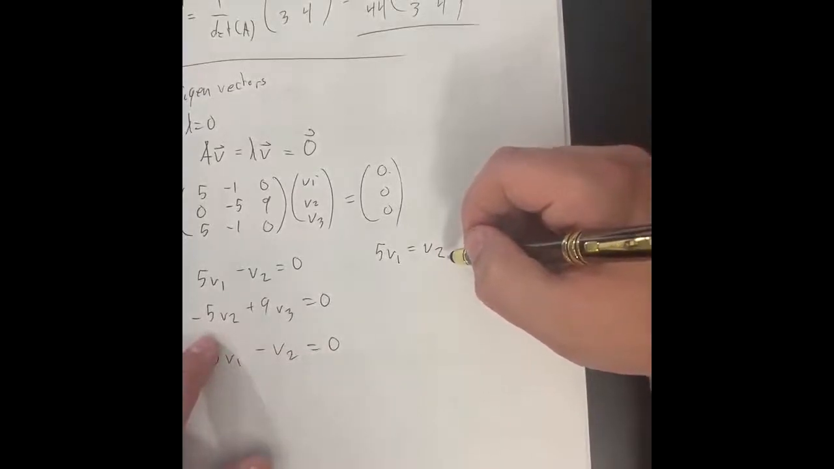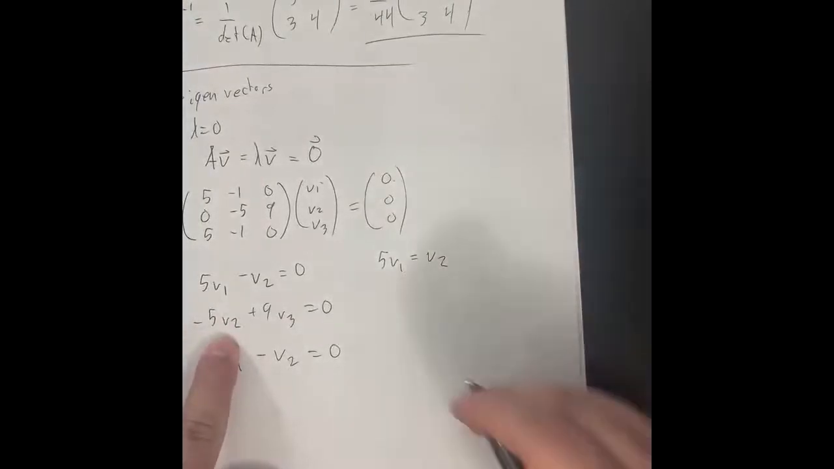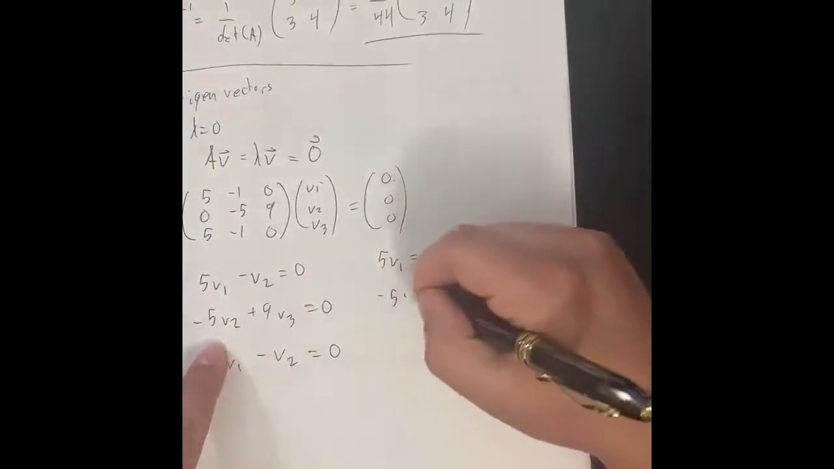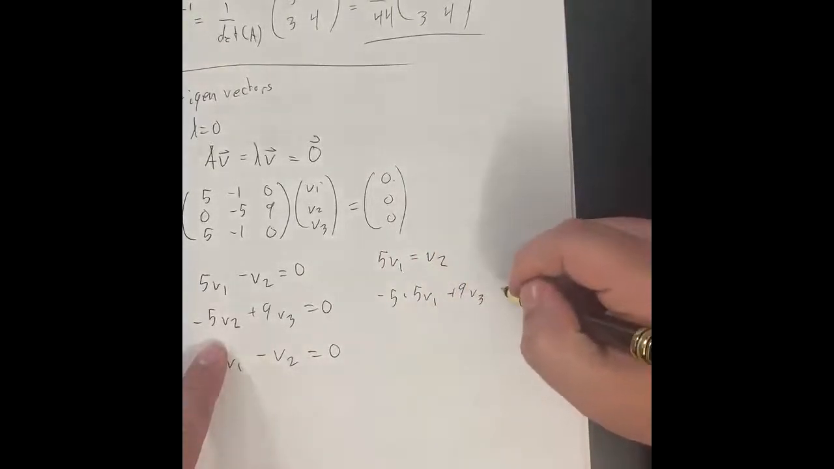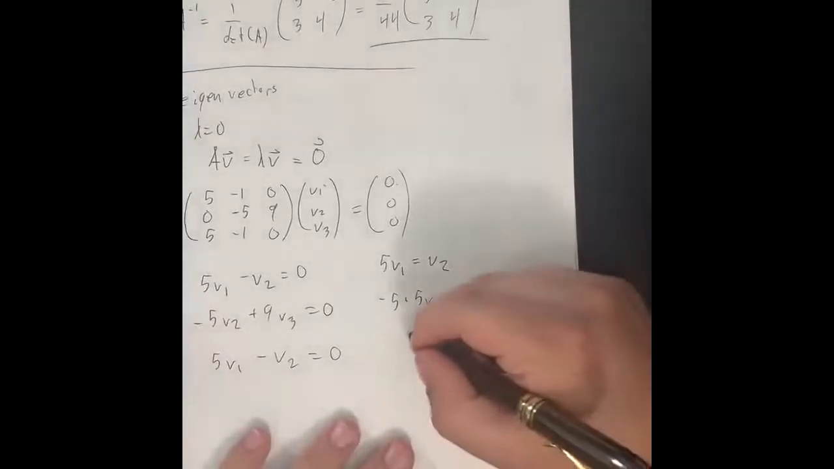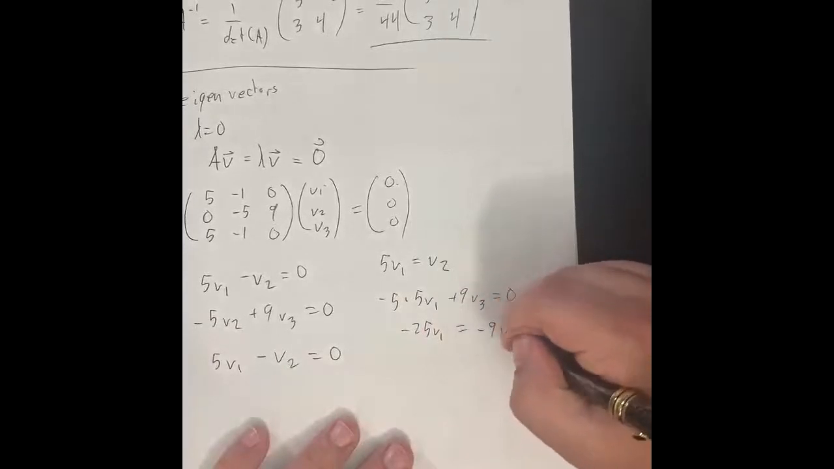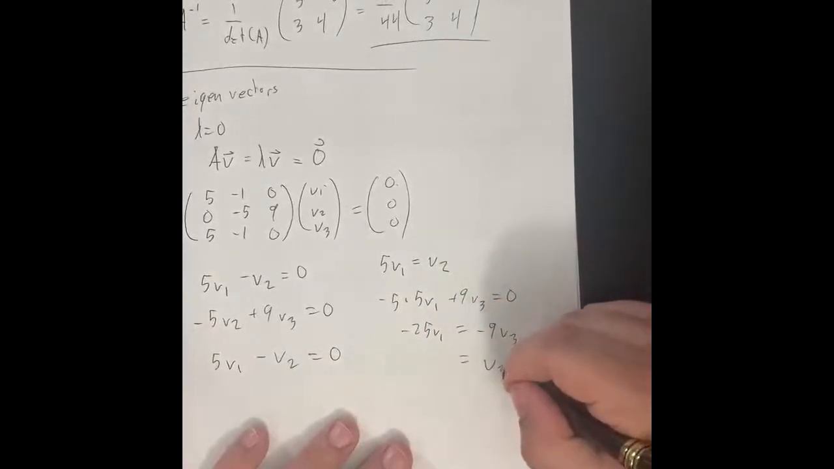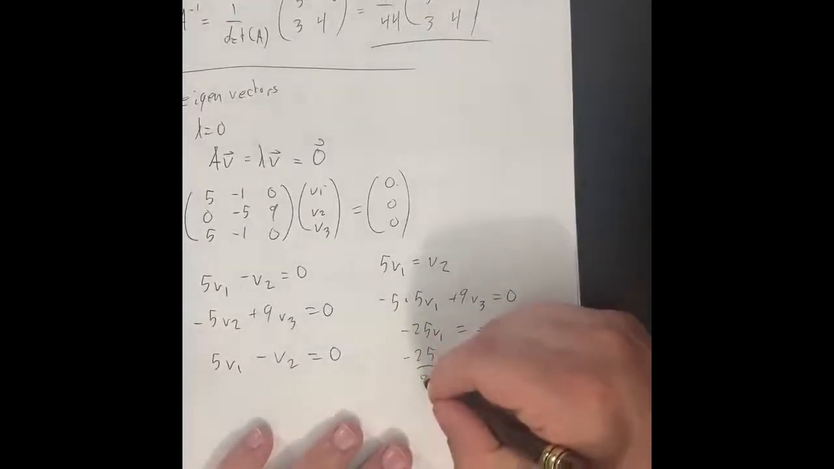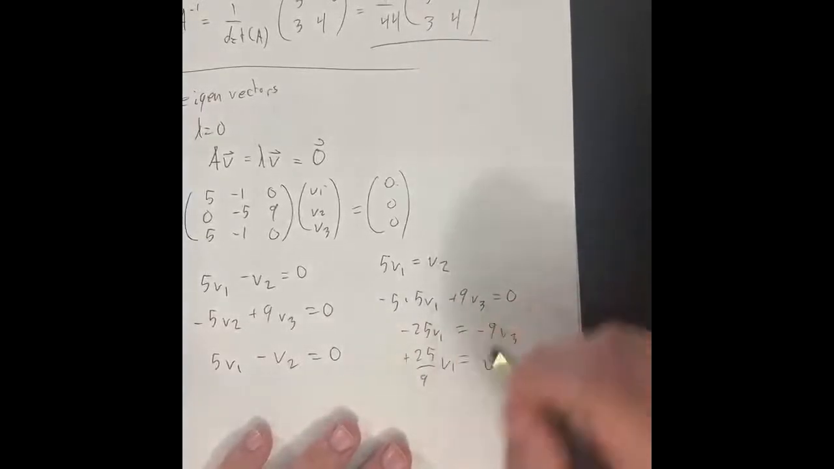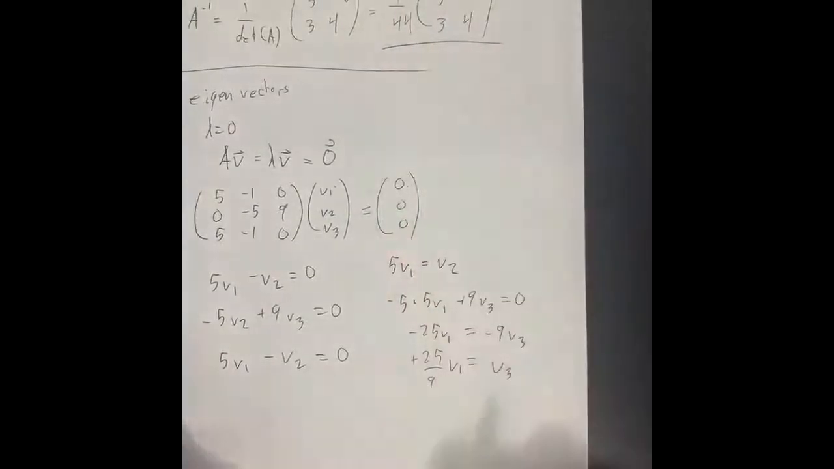We can plug that in to here to solve for v3. So we have negative 5 v2, which is really 5 v1, plus 9 v3 equals 0. So you get negative 25 v1 equals negative 9 v3. Divide that across, and we get negative 25 over negative 9, so 25/9 v1 equals v3. All right, so we know v3 and v2 in terms of v1.